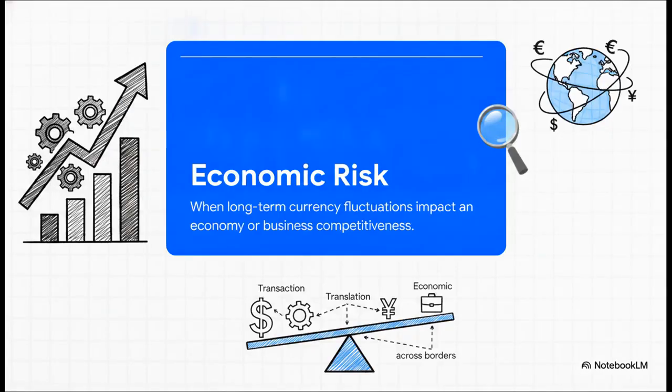And that brings us to the third category, which is economic risk. This is the massive, big picture exposure. It shows how these long-term currency fluctuations scale up to actually impact a country's entire macroeconomic health or a global company's fundamental competitiveness. When exchange rate shifts dramatically over a period of years, it fundamentally influences macro investment decisions, international trade balances, and overall business profitability across borders. And listen, understanding all 3 of these exposures, transaction, translation, and economic, that is exactly what separates a reactive amateur from a proactive, prepared trader or business leader.